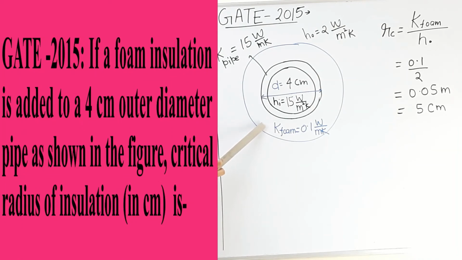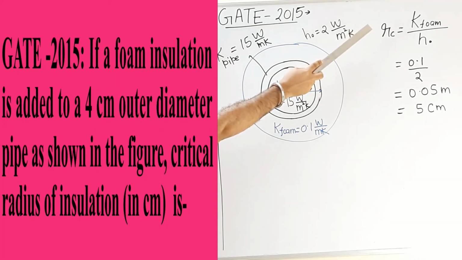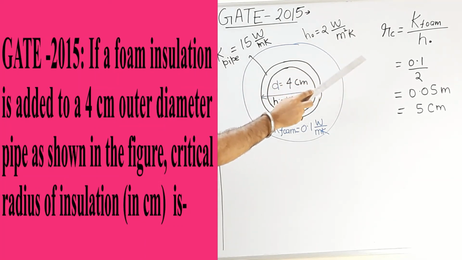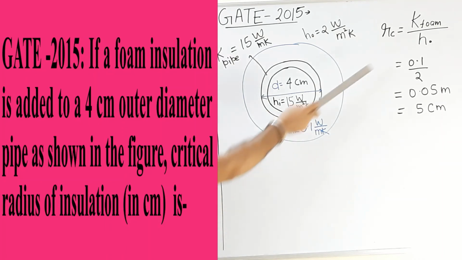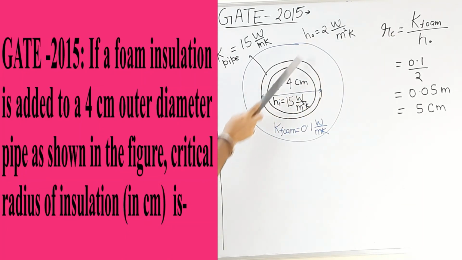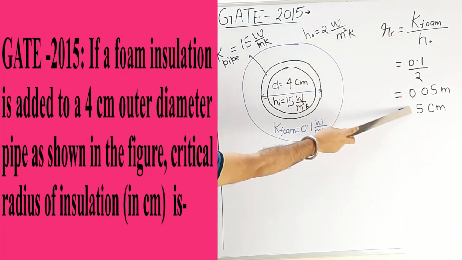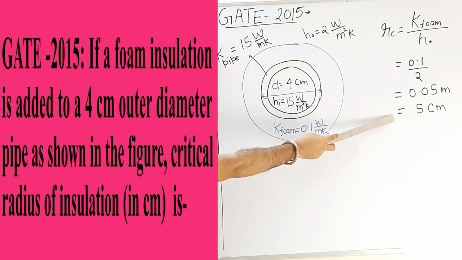According to the critical radius of insulation, RC is the thermal conductivity of insulation divided by H naught. H naught is basically the heat transfer coefficient between the outer surface of the thermal system and the ambient air. So to confuse us, two values of H and two values of K are provided. Out of K pipe and K foam, we have to choose K foam in the formula, and out of the two values Hi and H naught, we need to select H naught in the formula, and after solving we can calculate the critical radius of insulation as 5 centimeter. Okay, so we will stop here.